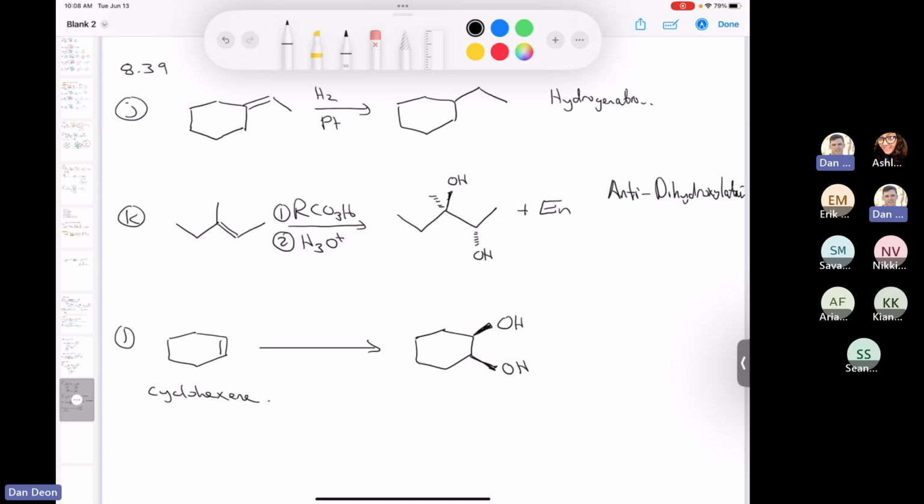There's many ways to do this, but the most commonly used way by my students historically has been a catalytic amount of osmium tetroxide and then N-methylmorpholine N-oxide as the co-oxidant. So there you go, a little bit of practice in some of the reactions that we learned.